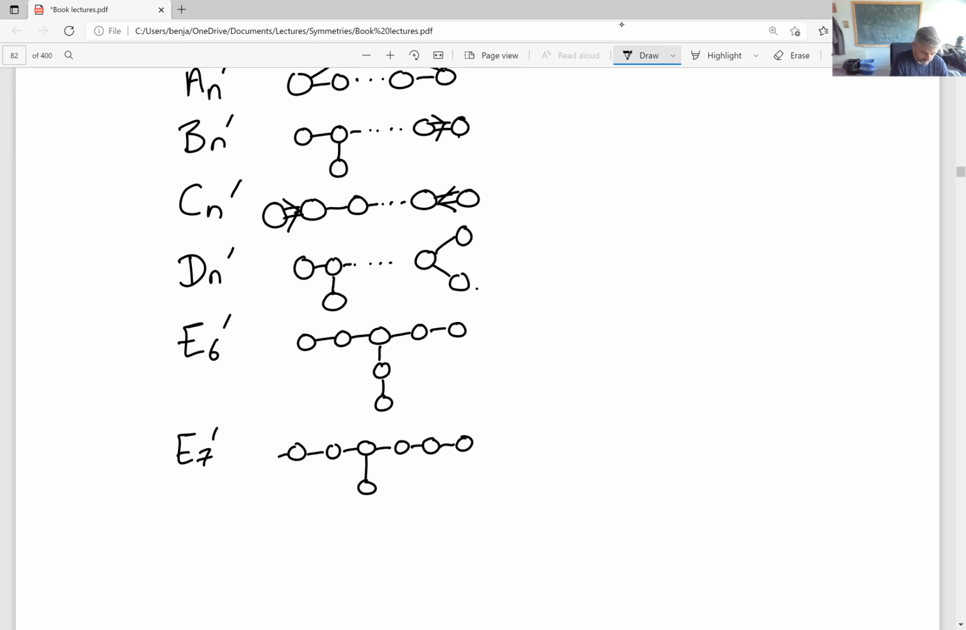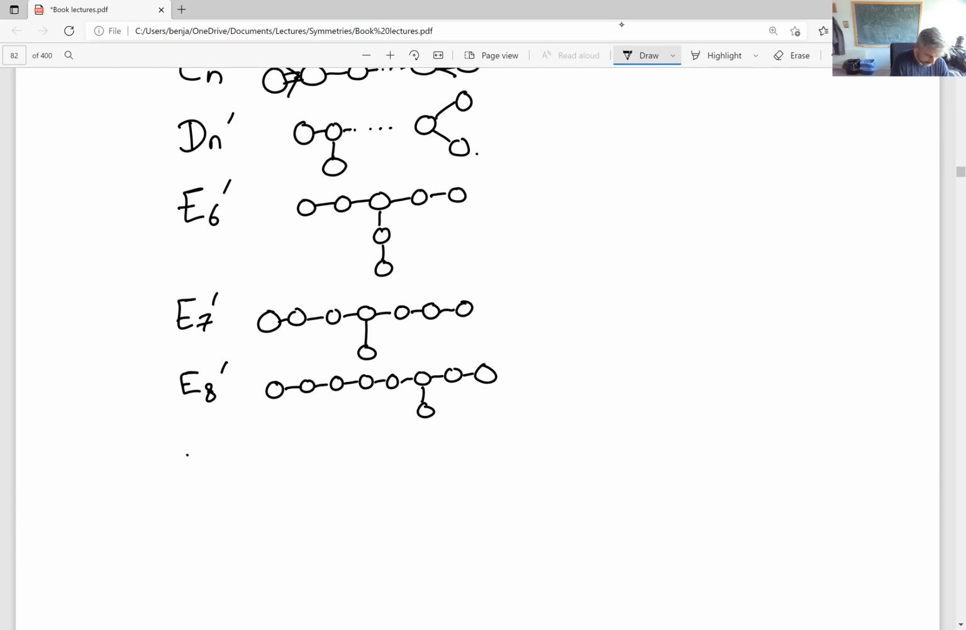It turns out the additional root goes on the left-hand side for E8 prime. It also goes on the left-hand side. 1, 2, 3, 4. 1, 2, 3, 4, 5, 6, 7, 8. And so we have that one. And F4 prime, again, it goes on the left. G2 prime, again, it goes on the left.